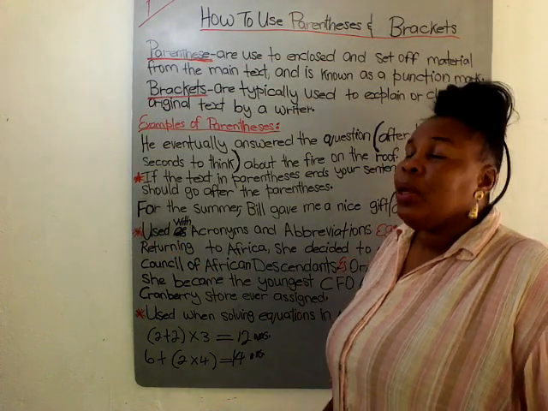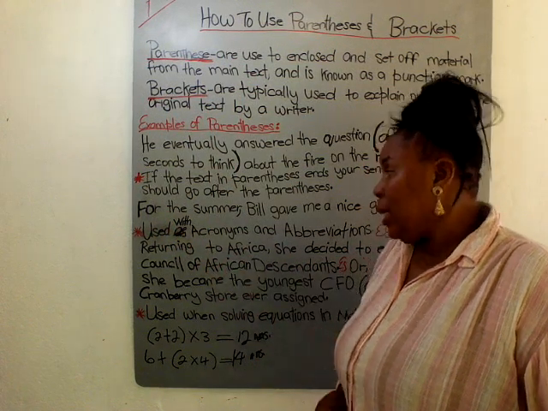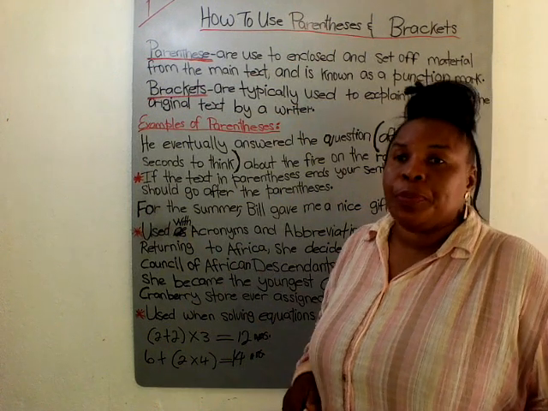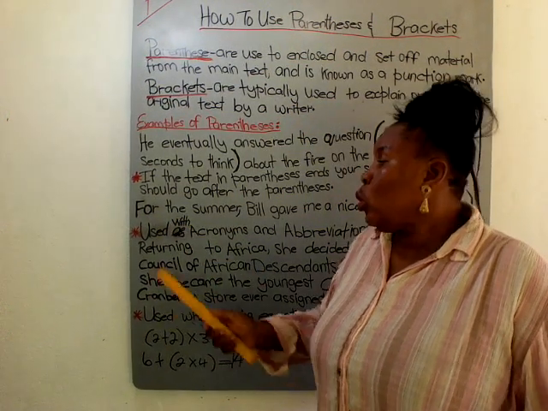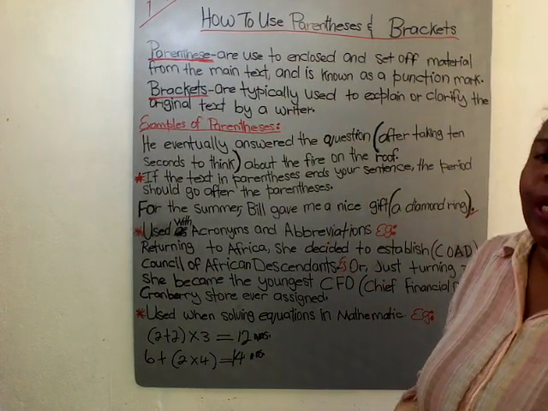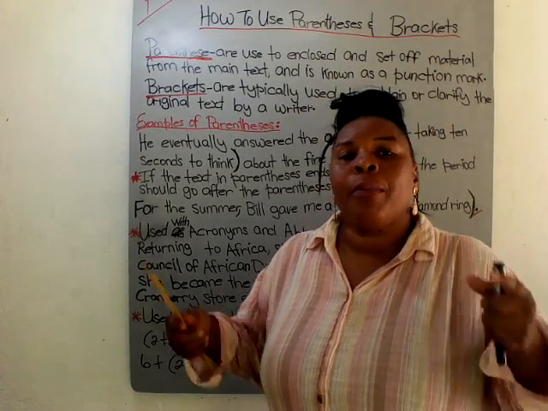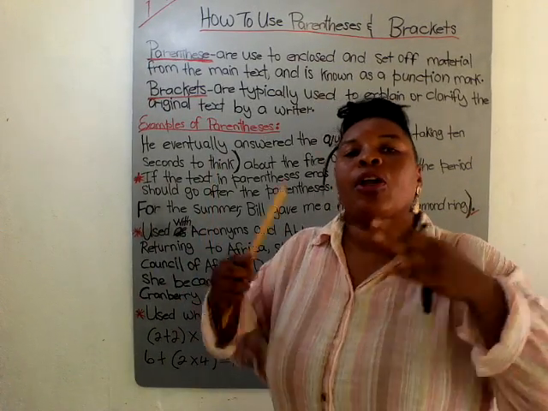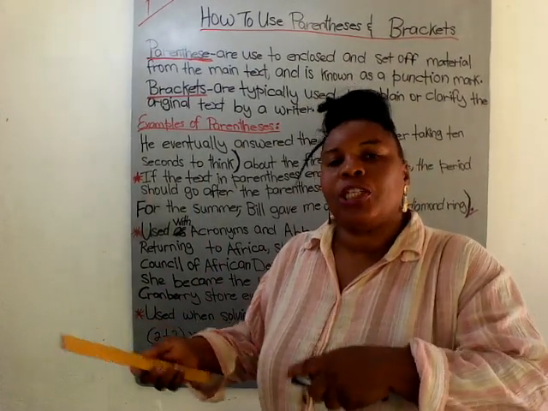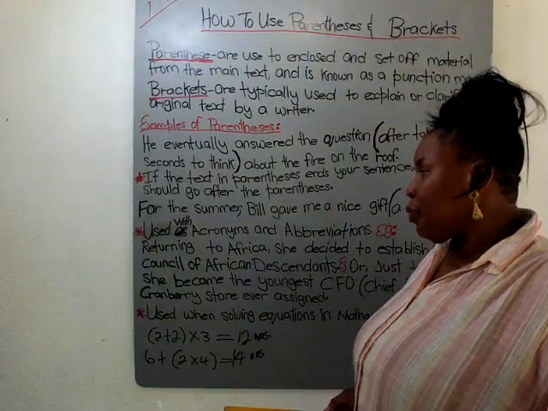Alright. The next note: parentheses used with acronyms and abbreviations. And you know what acronyms are. They are letters made from abbreviations that turn out to be a word. And you will see it in this example.